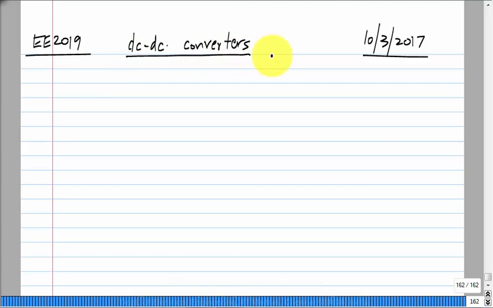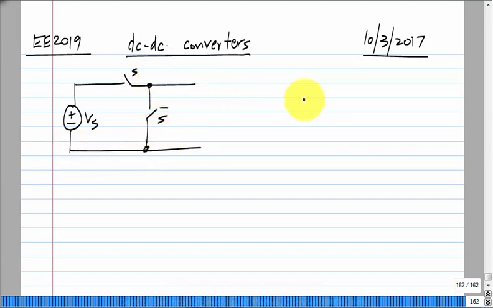We were discussing DC-DC converters, in other words, lossless ways of transforming DC voltages. And we have one of the topologies, which is to generate an average voltage smaller than the input voltage using a pair of switches. Then you get a rectangular waveform here whose average is alpha times Vs, where alpha is the duty cycle of the switch S.